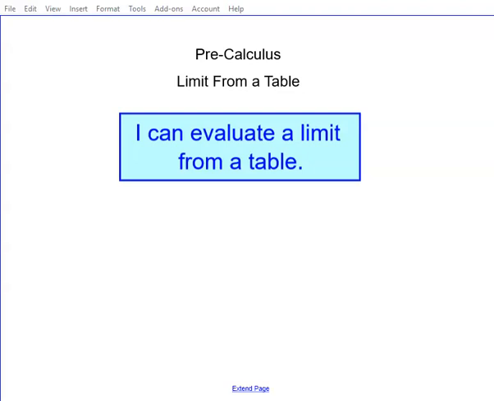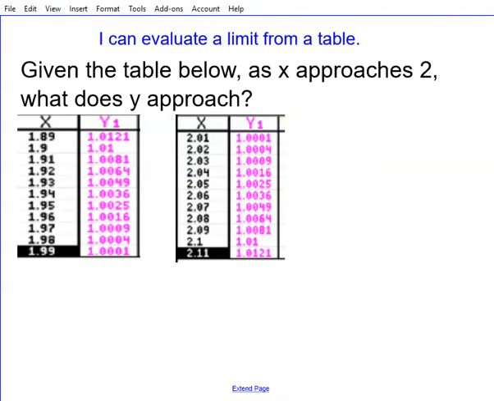Hi Pre-Calc students, today we're going to start a unit on limits, and we're going to start by looking at limits on a table. All right, so here's just an example that's already kind of filled out. It says, given the table below, as x approaches 2, what does y approach?